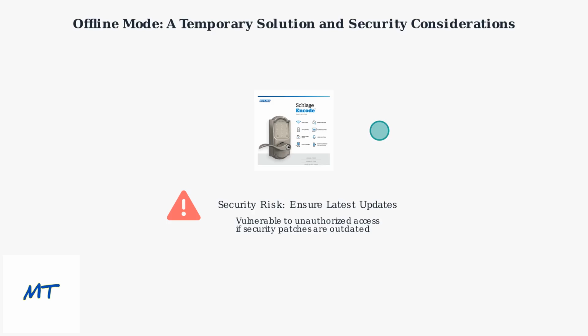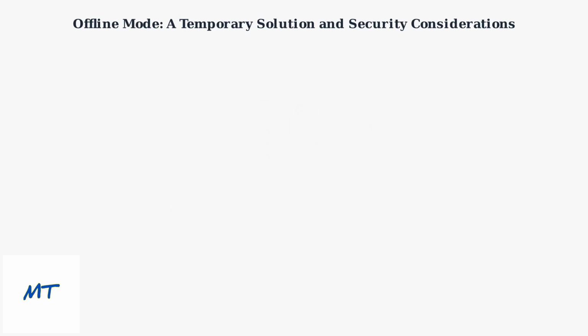If your lock isn't updated with the latest firmware patches, it could be vulnerable to unauthorized access through Bluetooth exploits or other security weaknesses. Always ensure your Schlage Encode has the most recent updates before depending on offline mode. Use offline mode as a temporary backup during Wi-Fi issues, but prioritize restoring connectivity and applying updates to maintain both convenience and security for your smart lock.